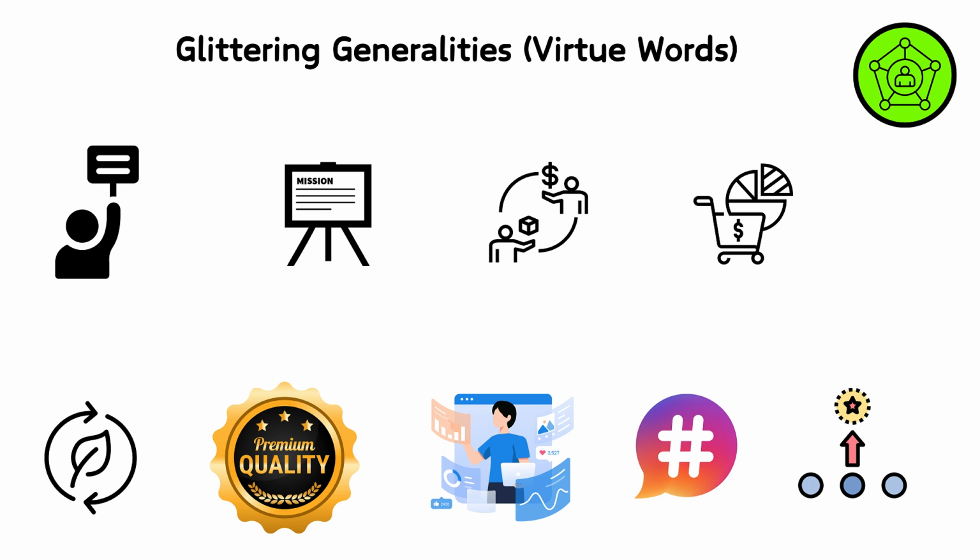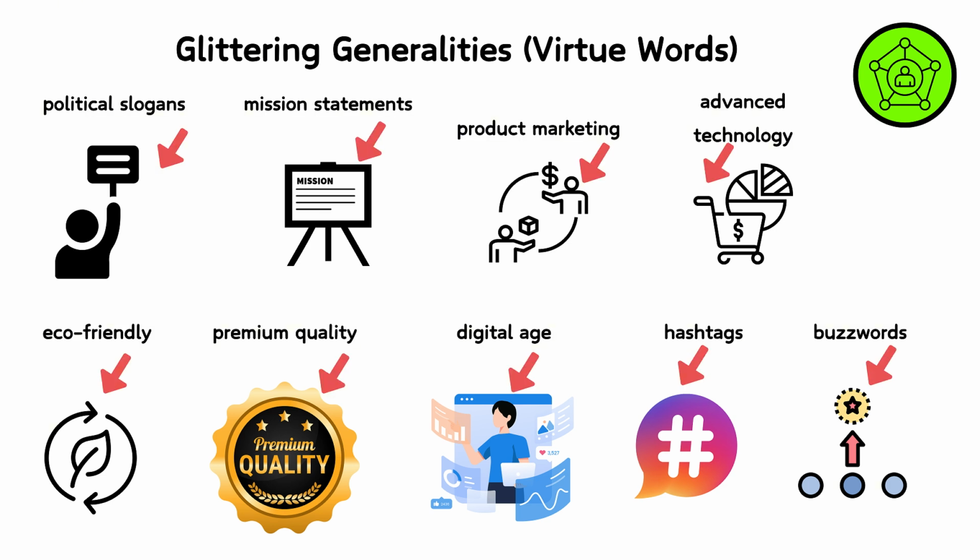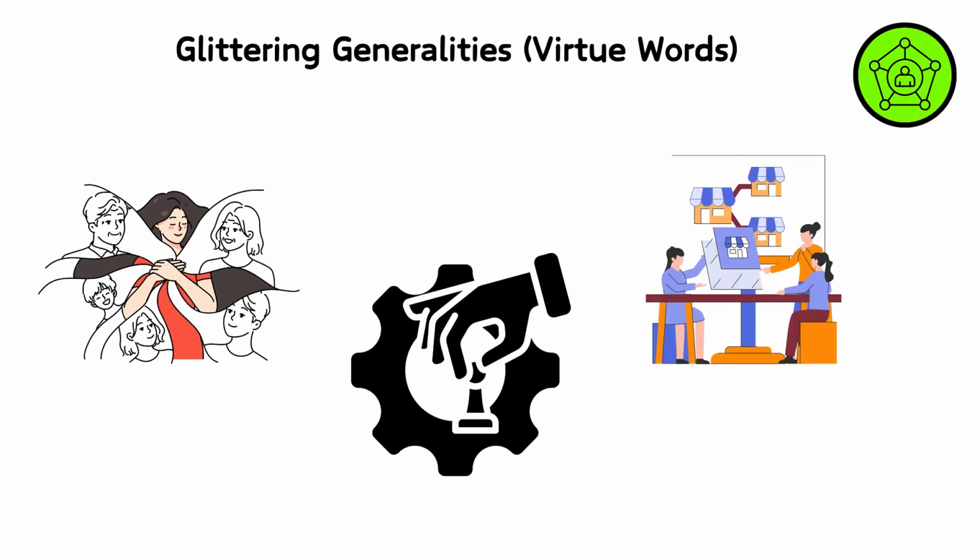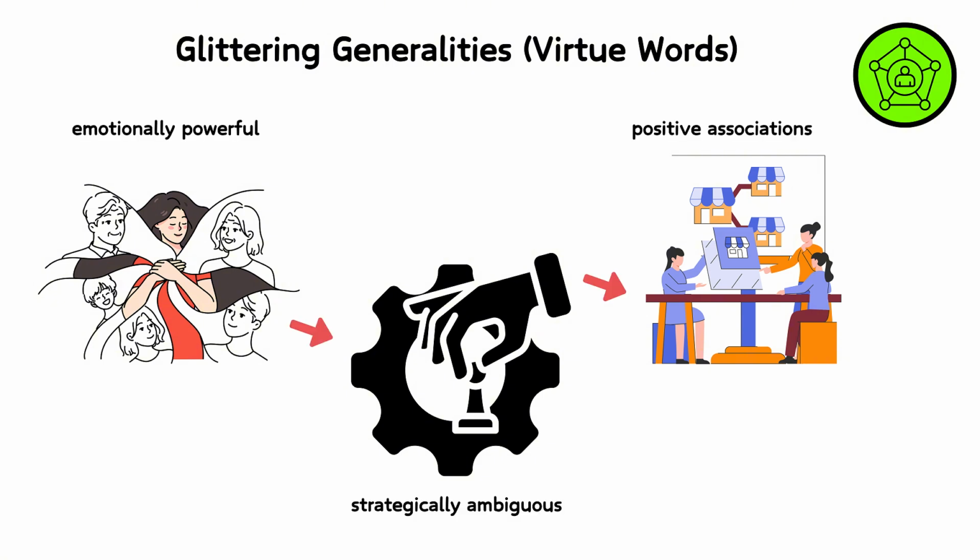Modern applications appear in political slogans, corporate mission statements, and product marketing. Phrases like advanced technology, eco-friendly, or premium quality create positive impressions without committing to measurable claims. The digital age has amplified this technique through hashtags and buzzwords that spread rapidly but carry fluid meanings. The sophistication lies in choosing words that are both emotionally powerful and strategically ambiguous, allowing different audiences to project their own meanings while maintaining positive associations.